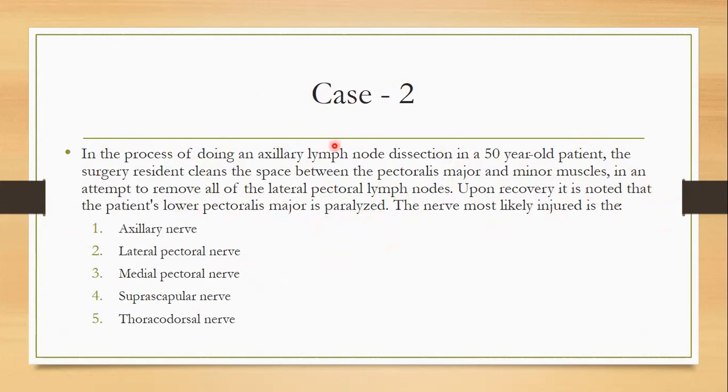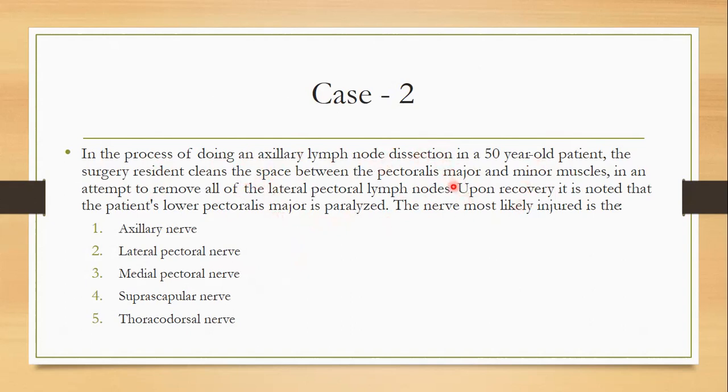Let's look at the keywords again. The process of doing an axillary lymph node dissection. Okay, the surgery resident cleans the space between the pectoralis major and minor muscles. So in that space between the major and minor muscles, you have lymph nodes. And particularly here, they try to remove the lateral pectoral lymph nodes. Now these lateral pectoral lymph nodes are located towards the lateral and inferior part of the pectoralis major muscle.